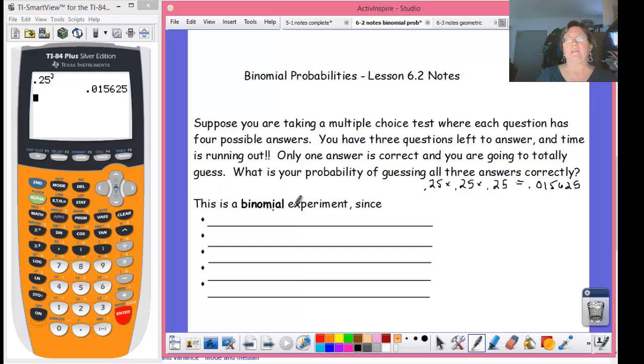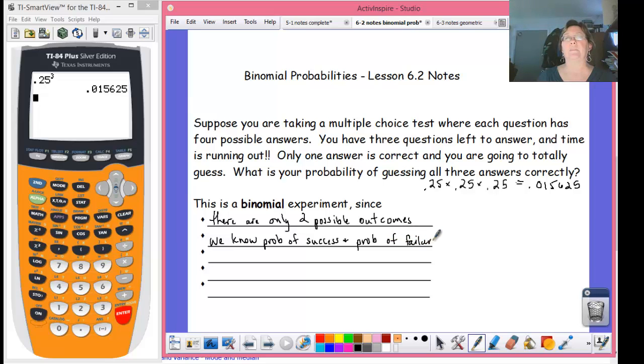But this does qualify as a binomial experiment since there are 2 possible outcomes. Only 2. And those possible outcomes are you guess right or you guess wrong. Okay? Only 2 possible outcomes. We know the probability for guessing right, and the probability of success, we call that, and the probability of failure. If you know what your chance of getting a question right is, then you know what your chance of getting it wrong is as well.